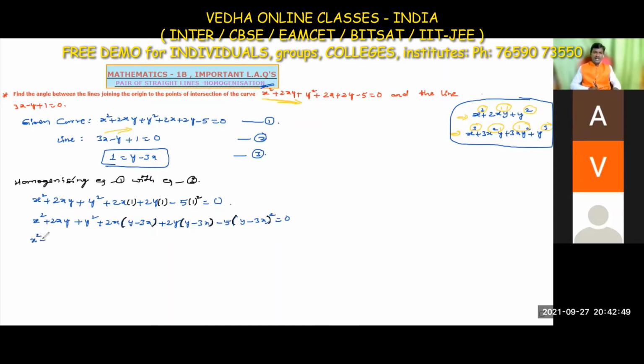The x square is as it is, 2xy is as it is, and y square as it is. 2x into y, 2xy, minus 2 3s are 6, x into x, that is x square. 2y into y, that is 2y square, minus 2 3s are 6, xy. Minus 5 into a minus b whole square formula we are going to apply here: a square plus b square, 3x whole square is b square, minus 2ab, where a means y and b means 3x, equal to 0. Now x square plus 2xy plus y square.